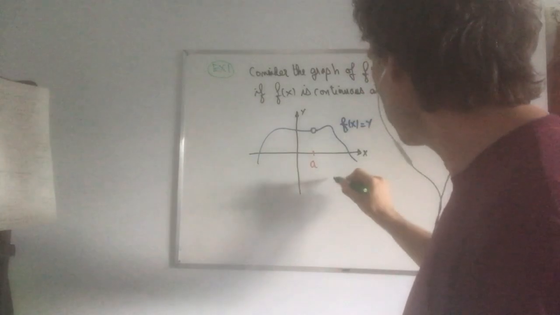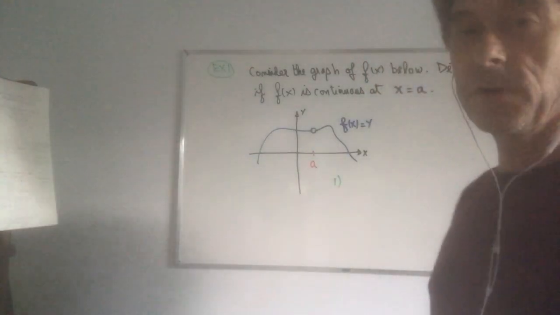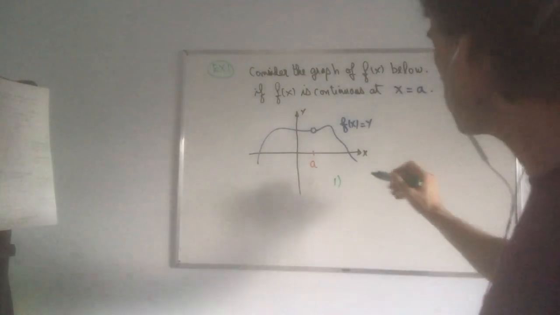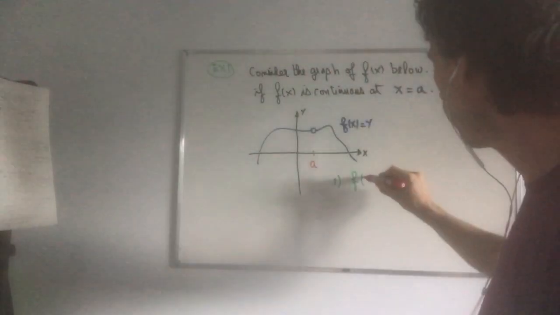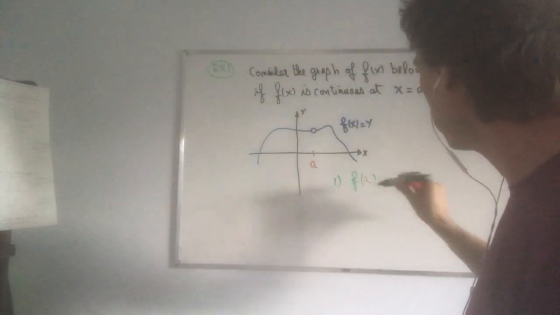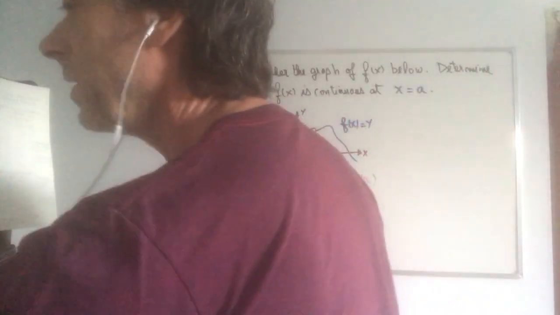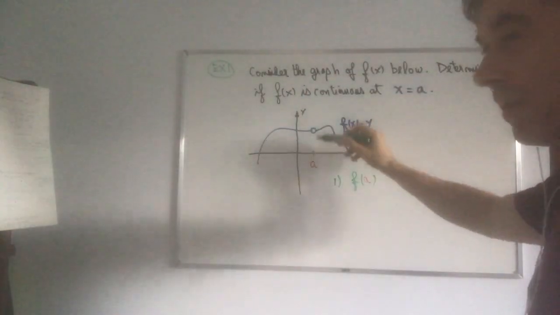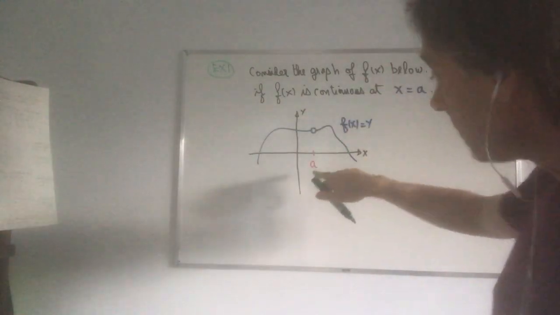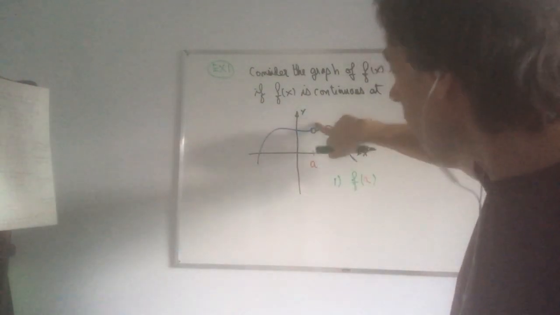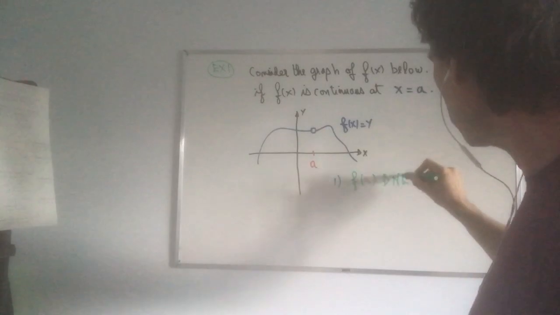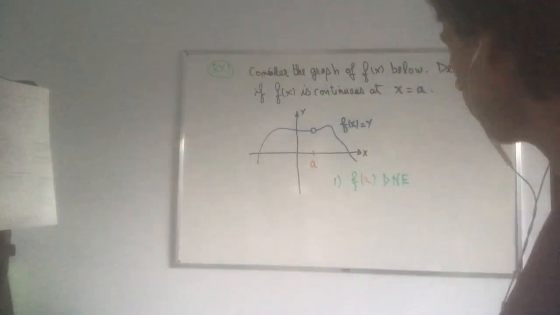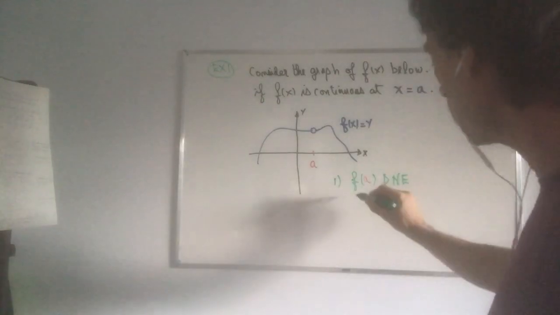Let us see under the conditions that we have if it is. Condition 1. What is the first condition for continuity? f of A must exist. So f of A, does it exist? Does f of A exist? Well, what is f of A? If it exists, we should be able to find it. And precisely when x is A, I don't have a y value. It's an open dot. f of A does not exist. Condition 1 is already violated. So condition 1 fails.